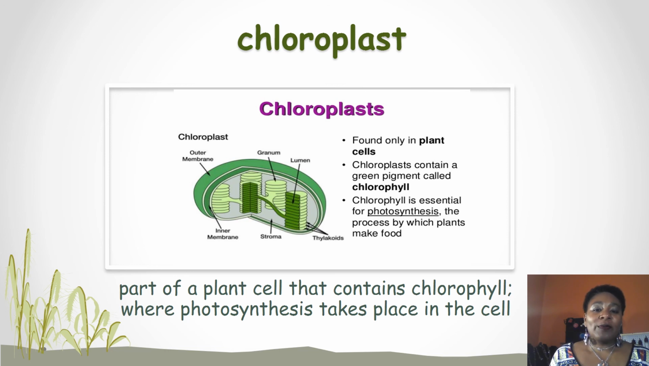Chloroplast. Chloroplast is part of a plant cell that contains chlorophyll, where photosynthesis takes place in the cell. The picture shows the outer membrane of the chloroplast and what is on the inside of the chloroplast. Then it tells you that it is found only in plant cells. Chloroplasts contain a green pigment or color called chlorophyll. Chlorophyll is essential, that means it is important, for photosynthesis, the process by which plants make food.